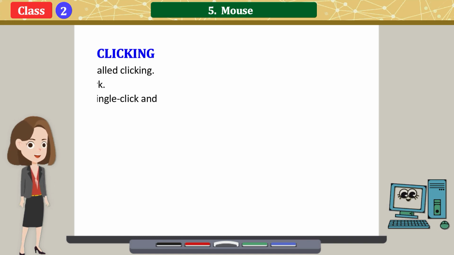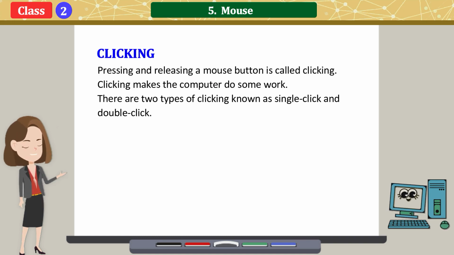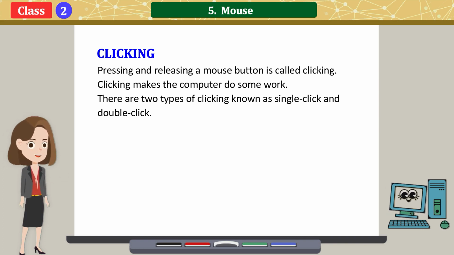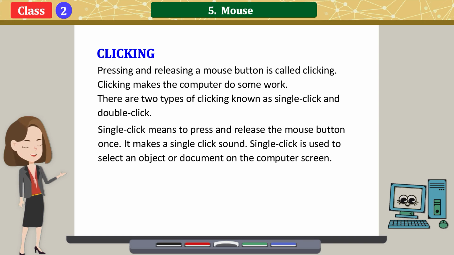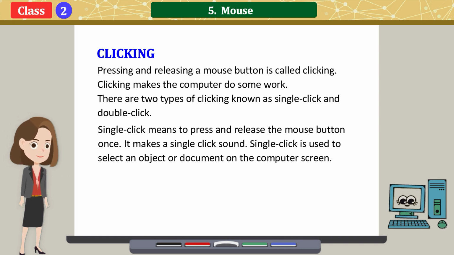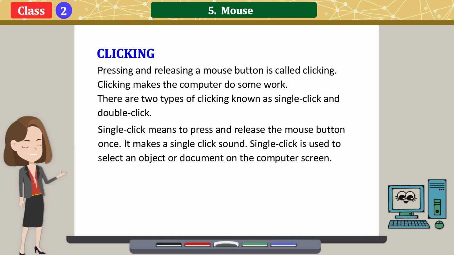Clicking. Pressing and releasing a mouse button is called clicking. There are two types of clicking known as single click and double click. Single click means to press and release the mouse button once. It makes a single click sound. Single click is used to select an object or document on the computer screen.